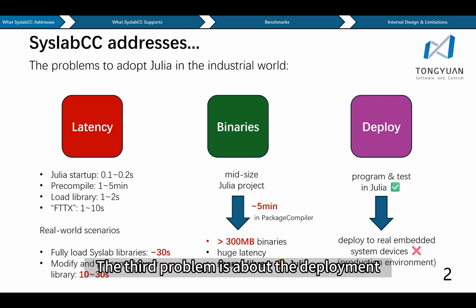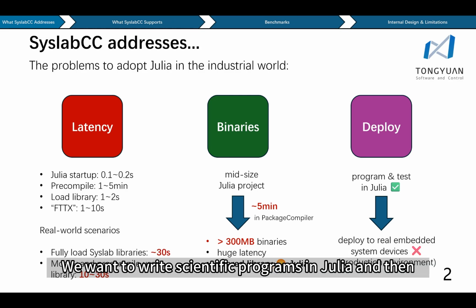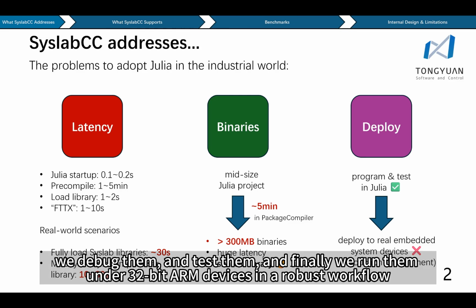The third problem is about the deployment. We just cannot deploy Julia programs to many target devices in the production environment. We want to write scientific programs in Julia, and then we debug them, we test them, and finally run them under 32-bit ARM devices in a robust workflow.